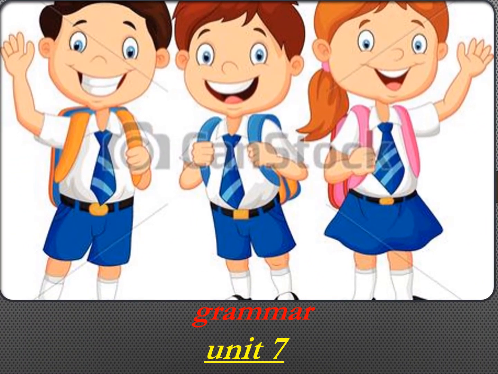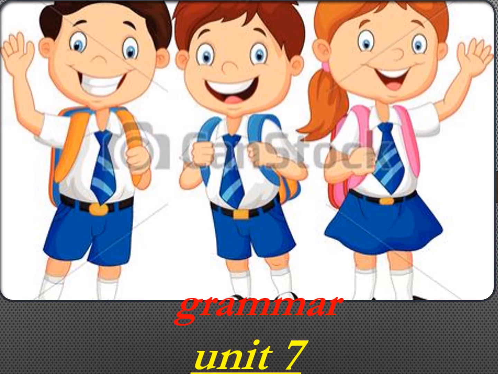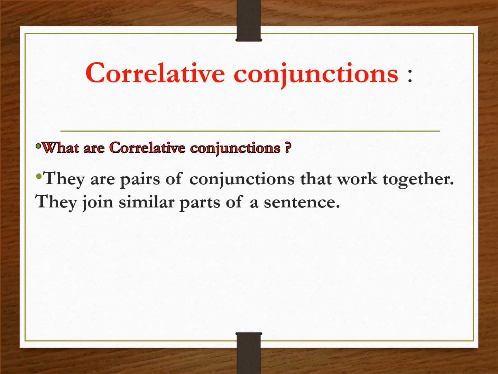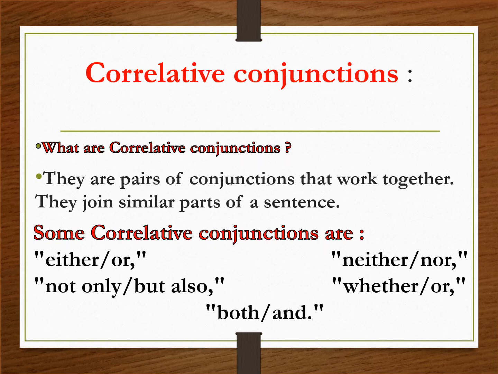Here we have our first grammar lesson in Unit 7. Correlative conjunctions. What do correlative conjunctions mean? They are pairs of conjunctions that work together. They join similar parts of a sentence. Some correlative conjunctions are either or, neither nor, not only but also, whether or, both and.